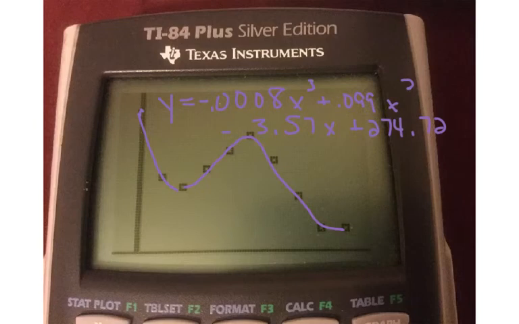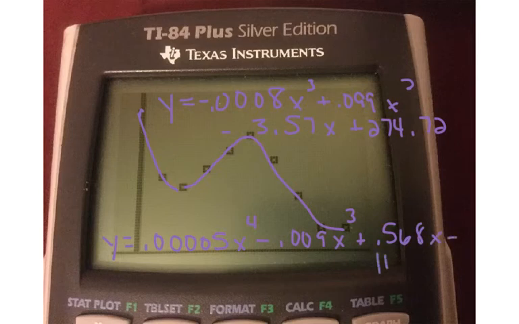However, if you think at the bottom it's actually another change of direction and you think it's a quartic function, then the equation you're going to get is y equals, I've got more scientific notation, approximately 0.00005x to the fourth minus 0.009x to the third plus 0.568x squared minus 11.93x plus 294.79.